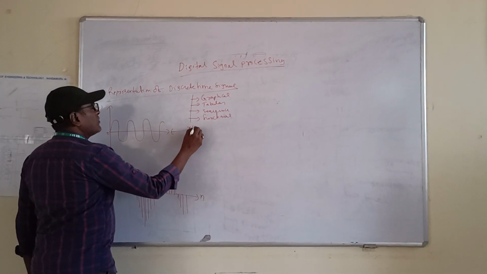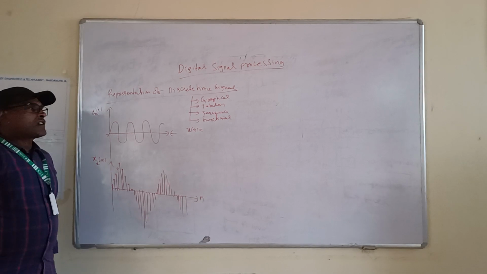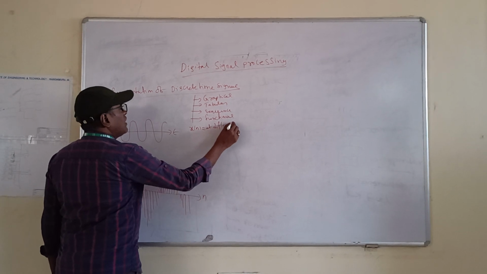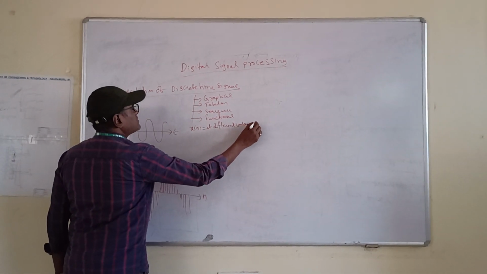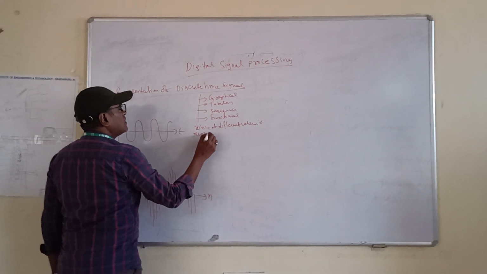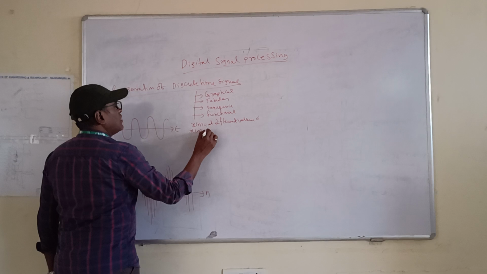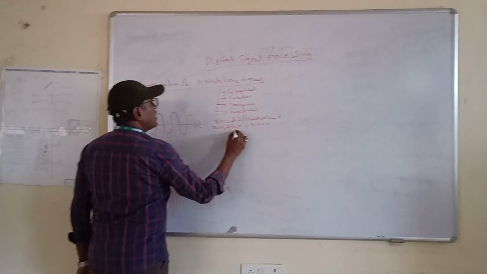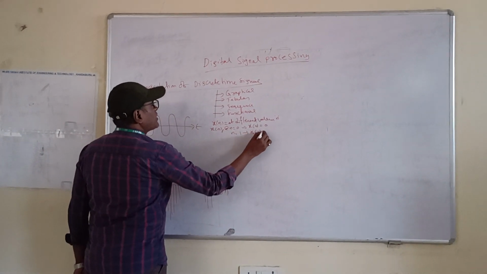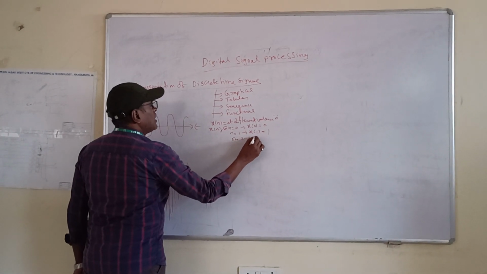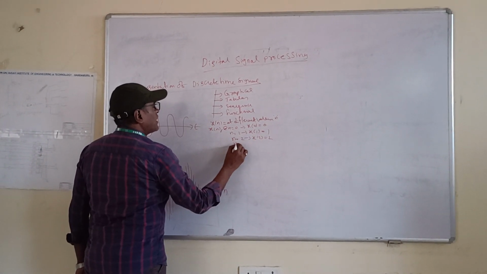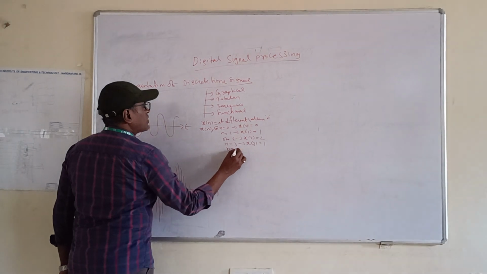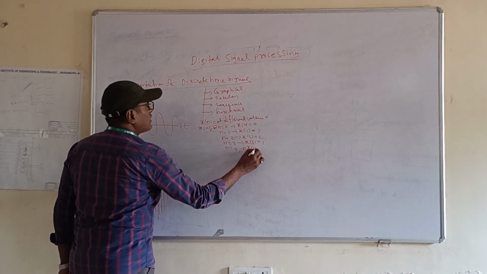We can assume we have a signal x of n at different values of n. At n equal to 0, x of 0, we can assume the value becomes 0. At n equal to 1, x of 1 we can assume as 1. At n equal to 2, x of 2 we assume as 2. At n equal to 3, x of 3 becomes 1. At n equal to 4, x of 4 becomes 0.